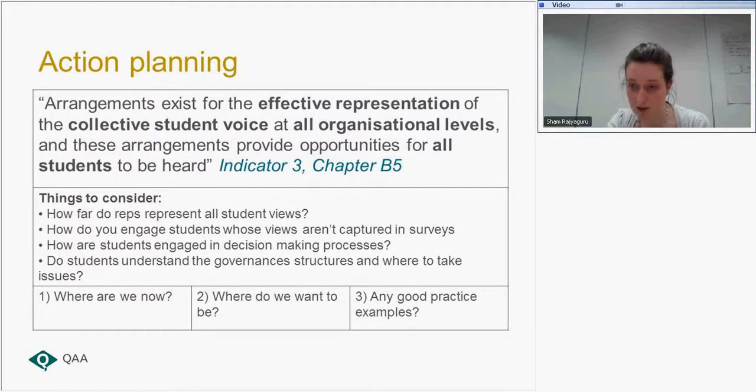Reps and how to get involved. And why do you think that's the case? Why do you think a small proportion of students really stand out? How could the structure be improved?